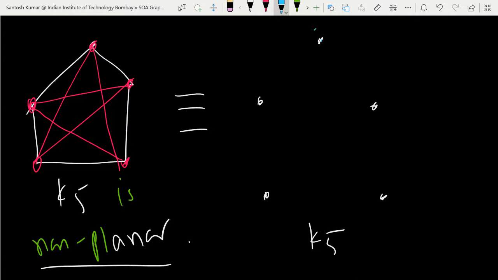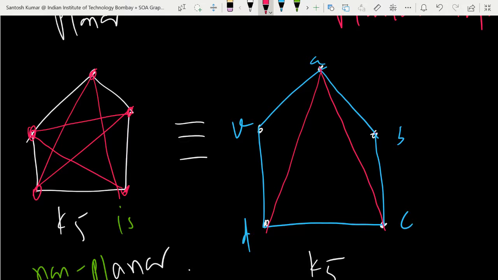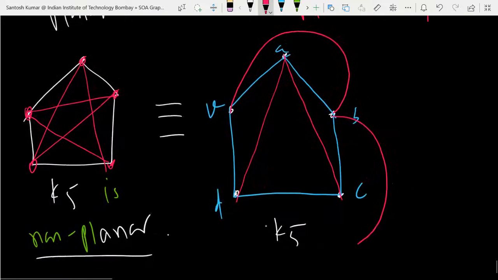Okay, so let's join A, B, C, D. Let's call the fifth vertex V. So A, B, B, C, C, D. Now every vertex, so AC we can join, AD we can join. Now the aim is, let's join B: BA, BC are already joined. Let's join BV, BD. My aim is not to cross any edge.